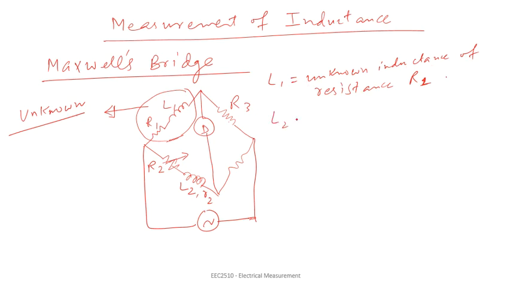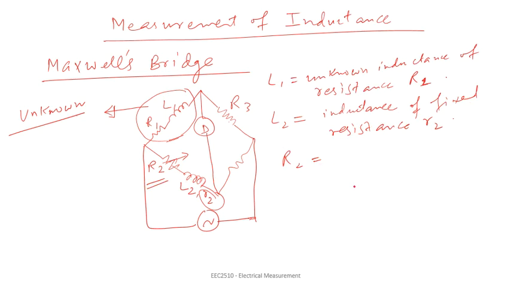Similarly, this L2 can be a fixed inductance or variable inductance of fixed resistance r2. This is small r2 which we are seeing here. So it is an inductance of fixed resistance small r2. Okay, this capital R2 which we are seeing here is the variable resistance which is connected in series.